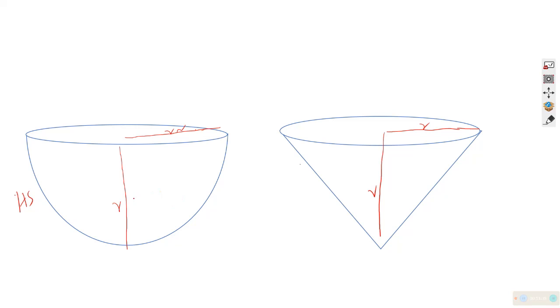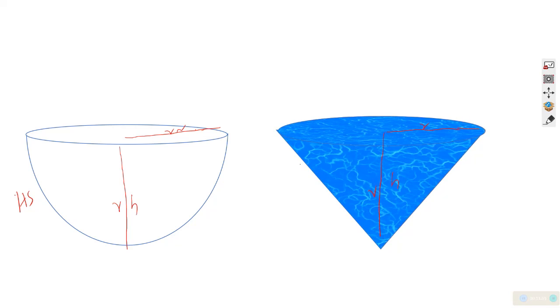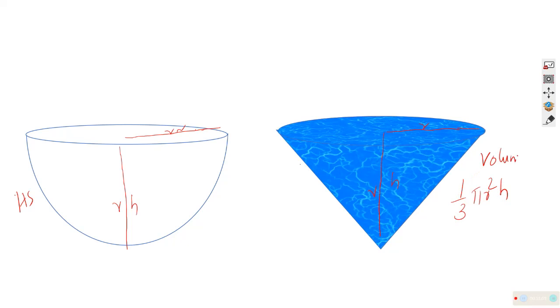Actually, this is a height otherwise. This is the height otherwise, but in the case of sphere it will be radius again. Now again the same principle we used in the case of cone. We are filling this cone with water. I know the volume of cone we found from cylinder as 1/3 pi r square h. This is the volume of a cone, correct?